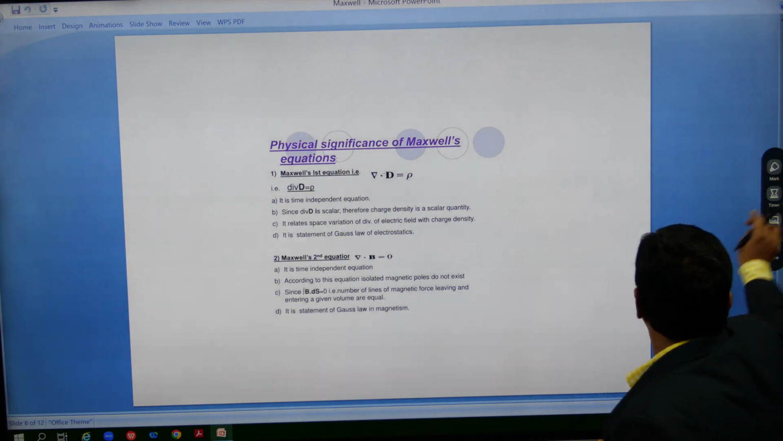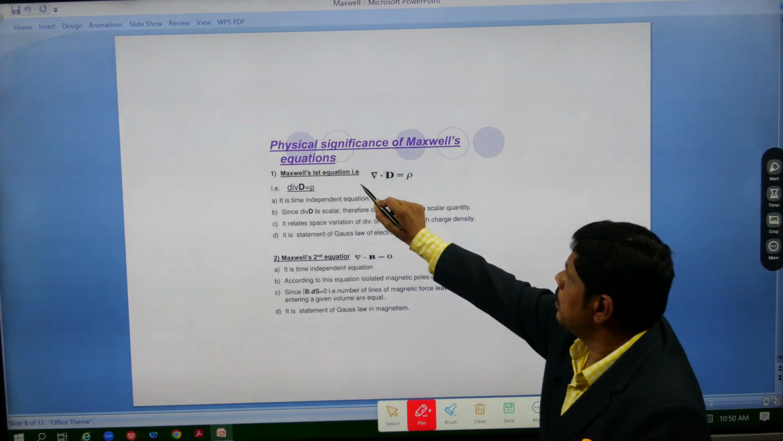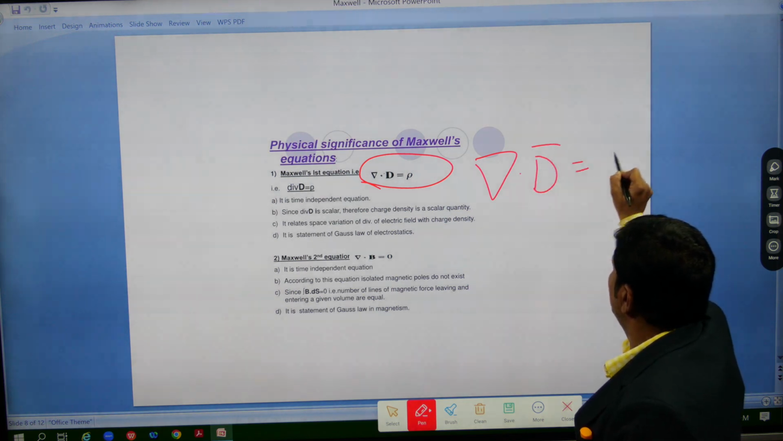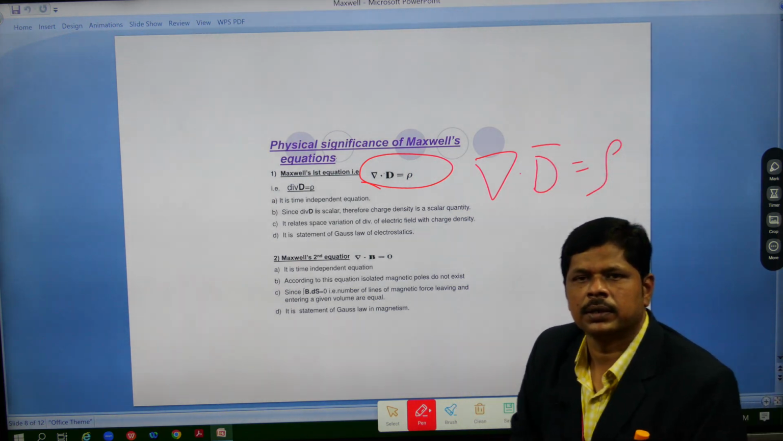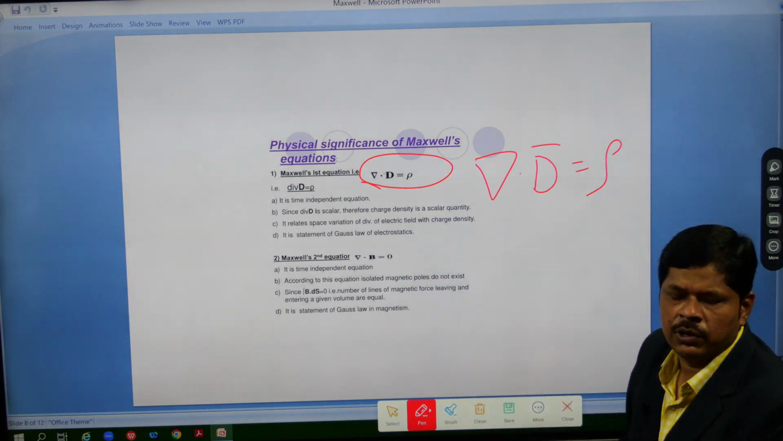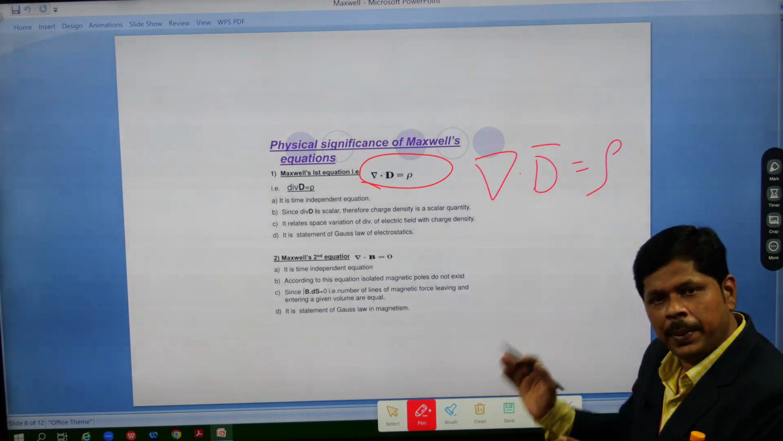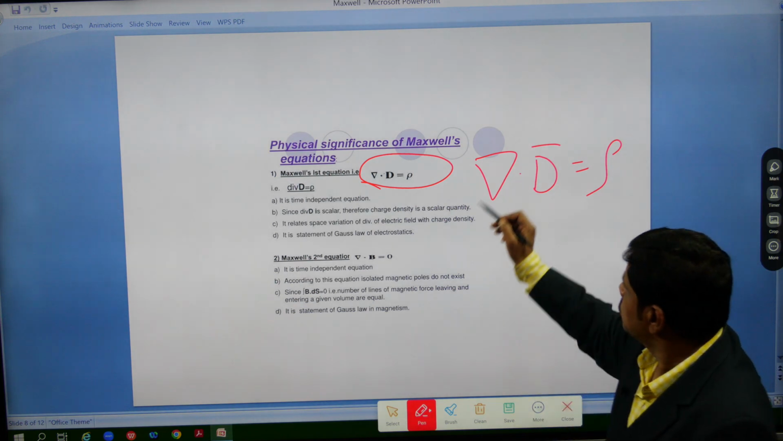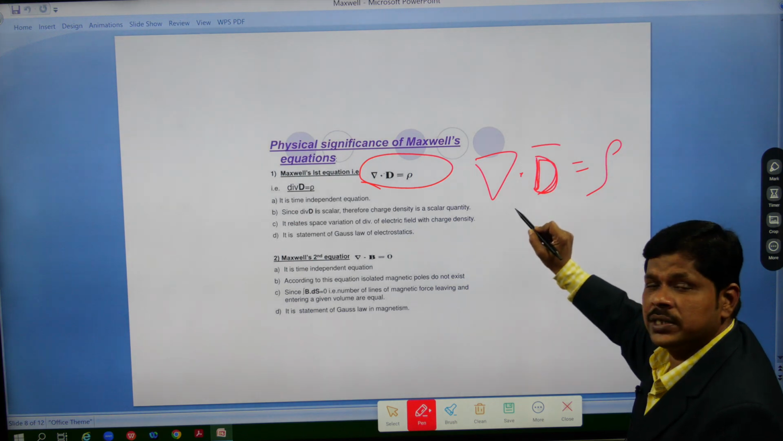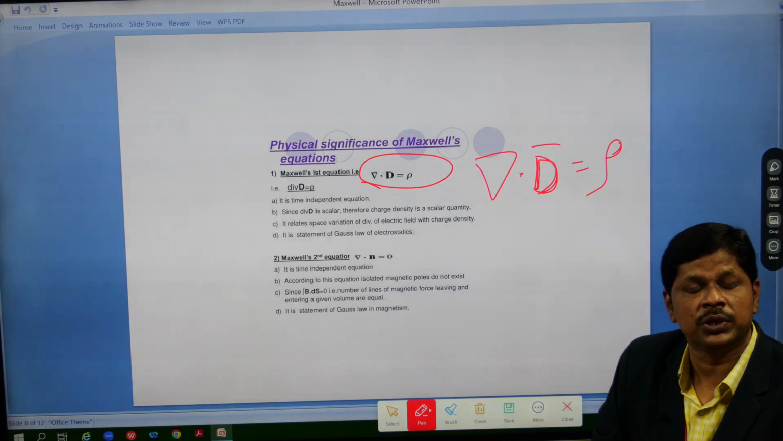So here we can see the four equations. The first one is, as I told, Maxwell del dot D bar is equal to rho. What is the equation describing? First of all, it is a time independent equation. As I told before, we have four equations: 1 and 2 are time independent, 3 and 4 are time dependent. So what is this statement showing? Here del dot is divergence. Del divergence of D bar is equal to rho, that is the volume charge density.